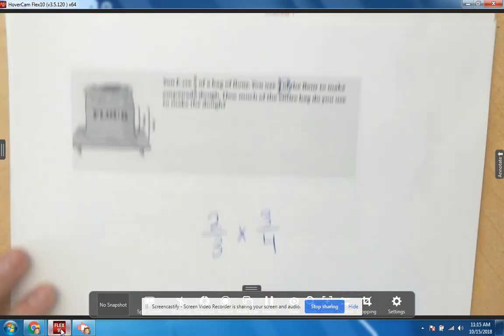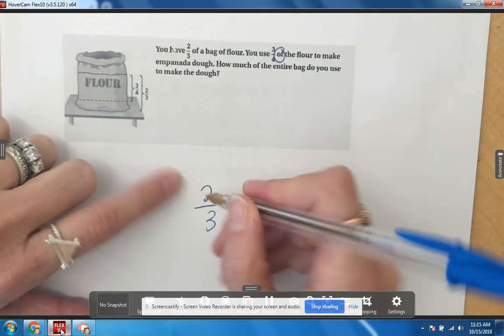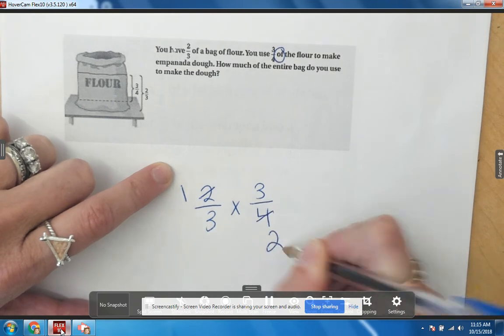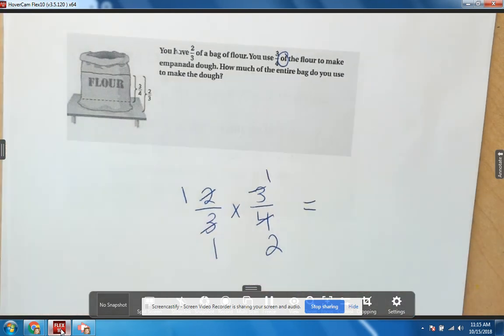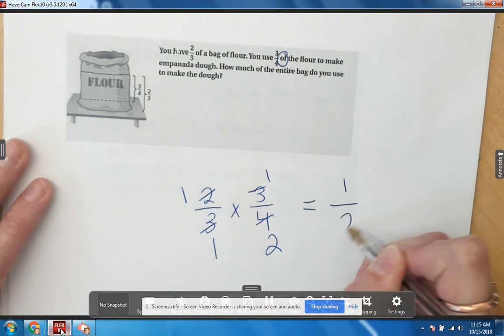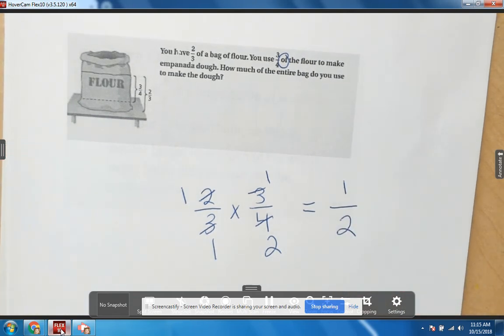I'm going to see if I can cross-cancel. I could divide these both by 2. And I could divide these both by 3. They're both going to become 1. Multiply my numerators, multiply my denominators. We used half of the bag.